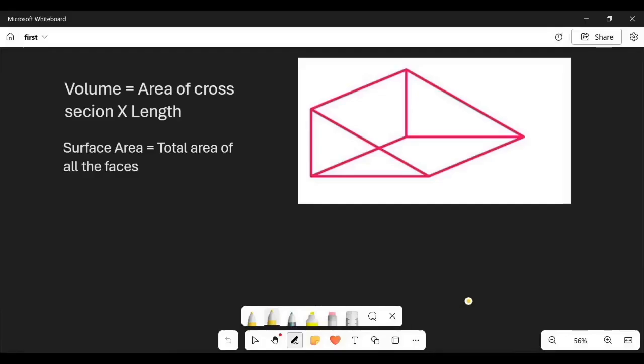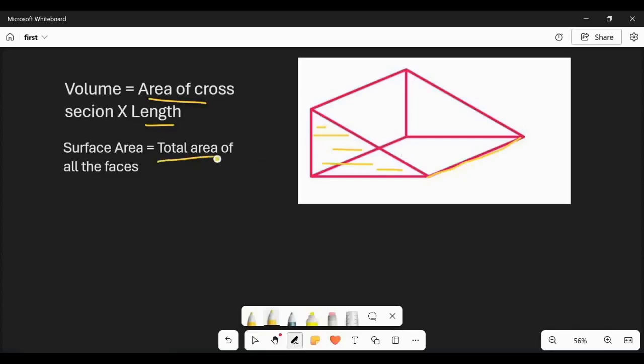Because a prism is just a stretched 2D shape, its volume formula is area of cross section times length. This is the cross section, and so we have to find the area of this and multiply it with the length, the stretched line. So this is the volume.